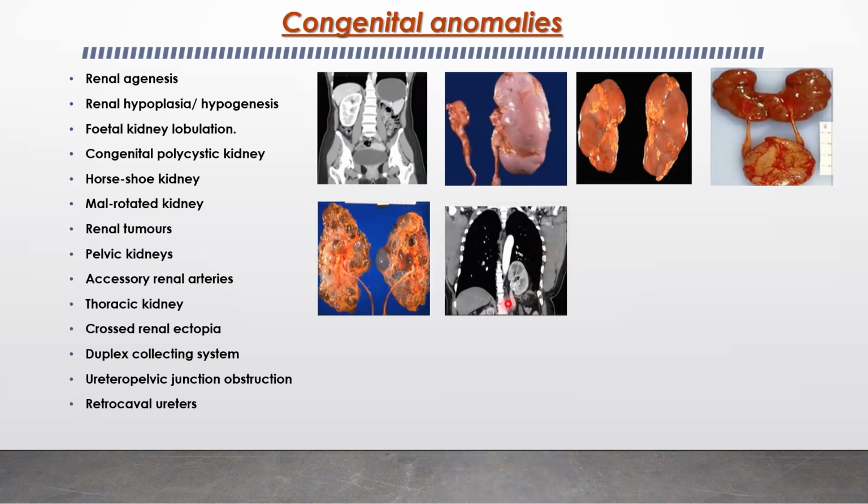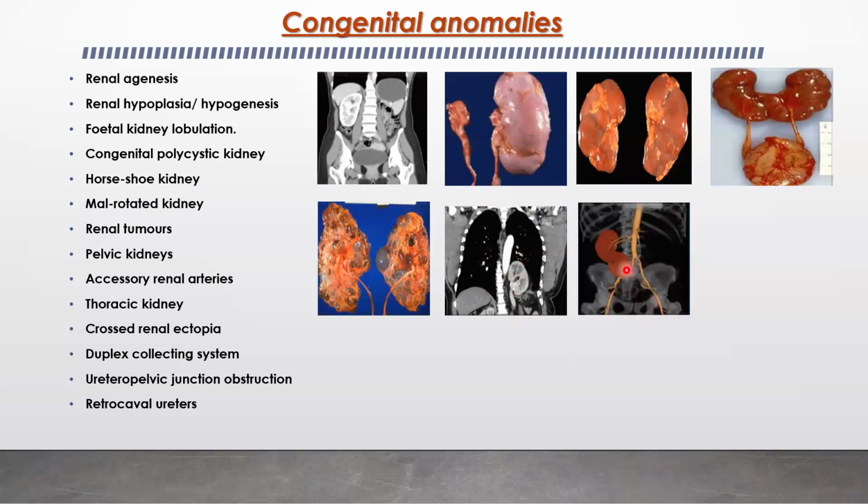Then here we can appreciate we have the liver, these are the ribs, these are the lungs here, and then we have this kidney. So this is thoracic kidney. This thoracic kidney is actually found in the thorax. So it over ascended.